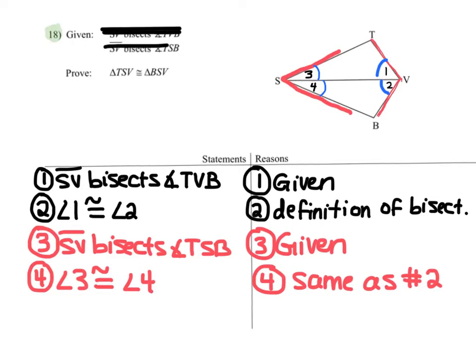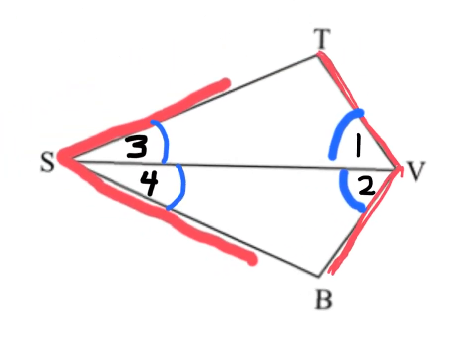So looking at this, I've now run out of givens. I've used both of my givens, and I'm wondering, where do I go next? So I need to look at my picture. Looking at my picture, I can see a reflexive side. And this is very typical, you guys. Once I run out of givens, I want you guys to look for that reflexive side. SV is obviously going to be congruent to itself, all right?